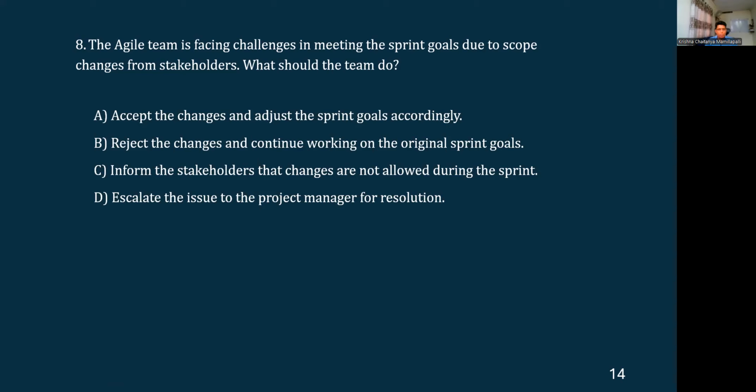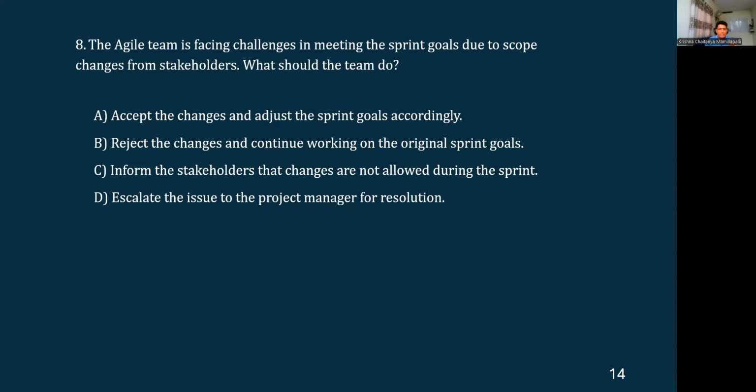If the question had mentioned that in between the sprint, the stakeholders are expecting the sprint goal of that particular sprint to be changed, then it would have taken an altogether different approach. But here it is not mentioned as during a particular sprint. However, the changes from stakeholders are coming to the team. So according to the agile methodology, it is always the team's responsibility to put the stakeholders' requirements first. So we'll have to accept the changes that are coming from the stakeholders and adjust the sprint goals accordingly. Okay, so this could be a probable answer. However, let's look at the rest of the options as well.